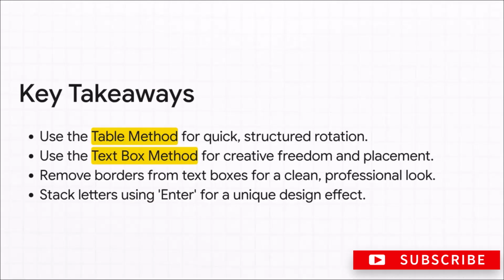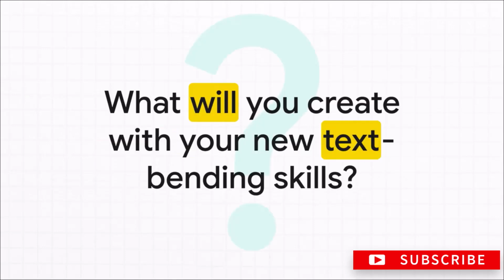All right, so let's do a quick recap. Use the table's text direction feature for those quick rotations inside columns. Use a text box for complete freedom to place and rotate text wherever you want. And please, remember to remove that border from the text box for that super clean, professional look. And hey, if you're feeling creative, try stacking your letters with the Enter key for a cool design. And there you have it, a complete toolkit for mastering vertical text in Microsoft Word. You're no longer limited by just horizontal lines.